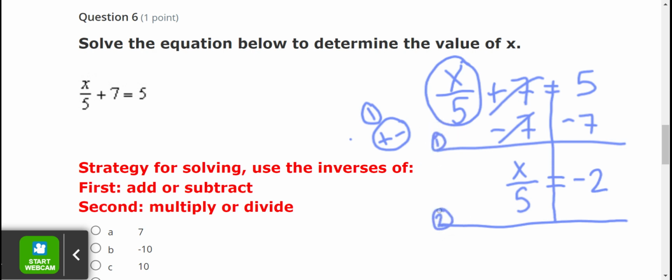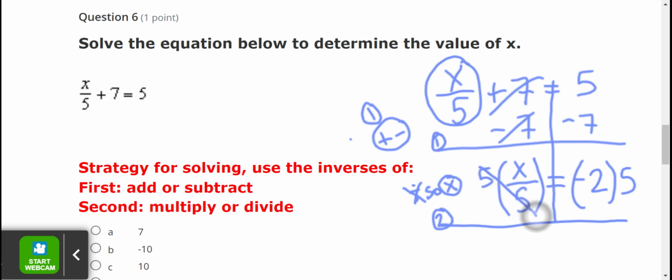Now we're going to go to step 2. So the equation has division, so we're going to multiply. We're going to undo the division, so we're going to multiply. And one way to do that is to use parentheses and represent that by multiplying both sides by 5. 5 times x is 5x. 5x divided by 5 is 1. So this cancels. Now we have x equals 5 times negative 2.